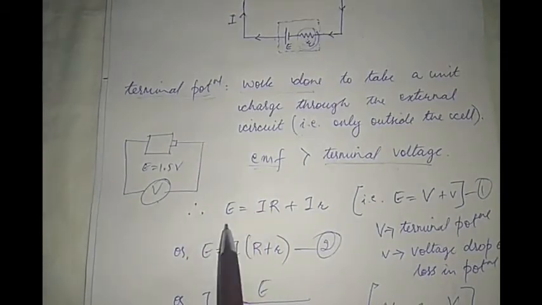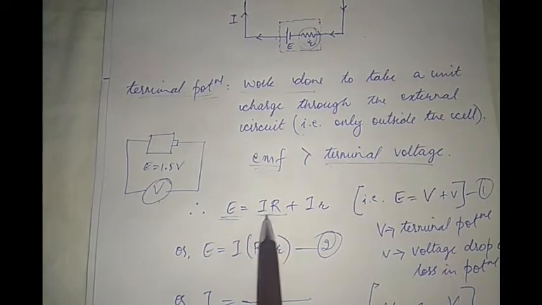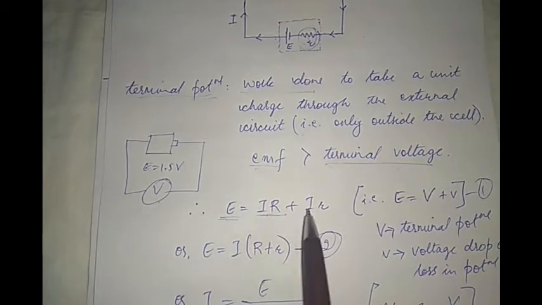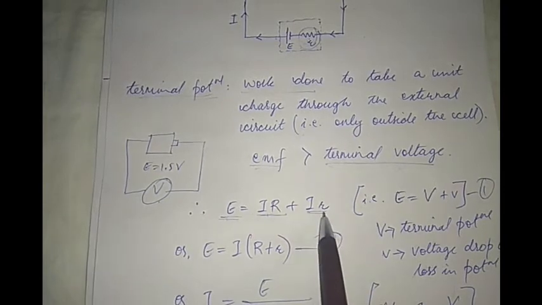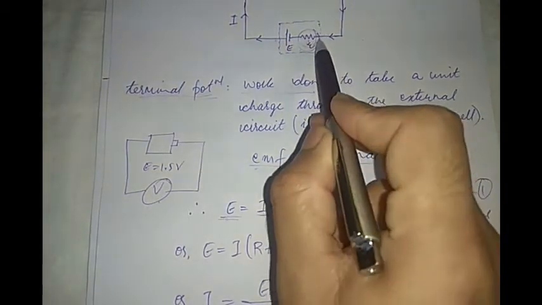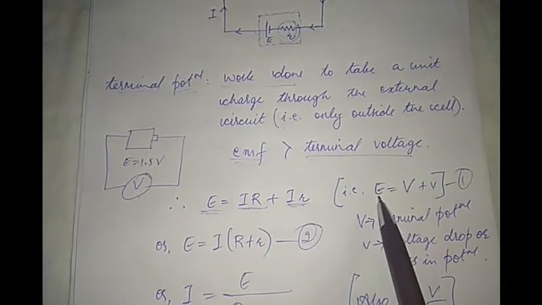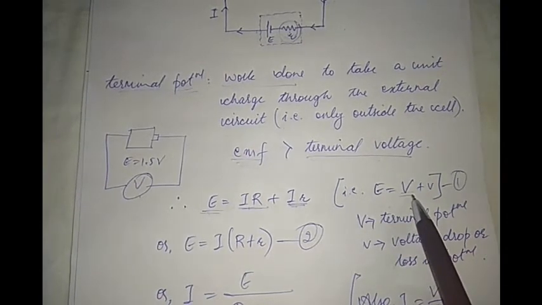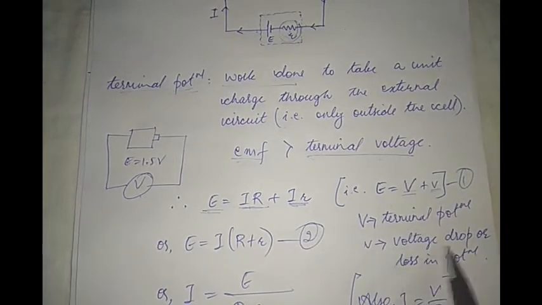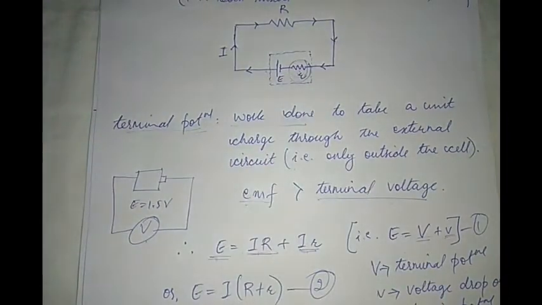And we see that the EMF is equal to IR plus Ir. IR is the potential in the outside circuit, the terminal potential, and this is I small r, the energy or potential difference across the internal resistance. Actually, I should have shown you this first. E, the EMF, is the terminal potential V plus the voltage drop small v, the loss in potential. There is always a loss in potential because of the presence of the internal resistance.